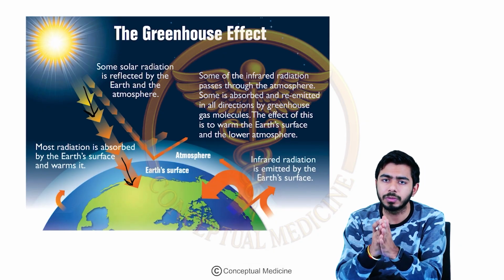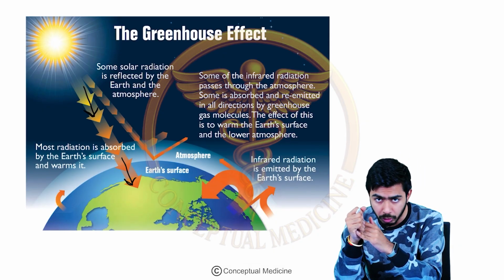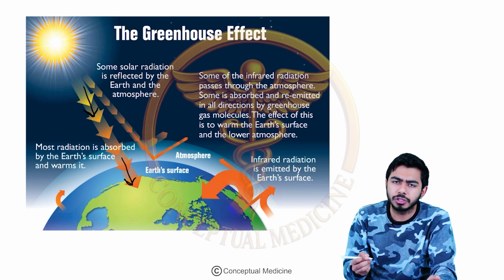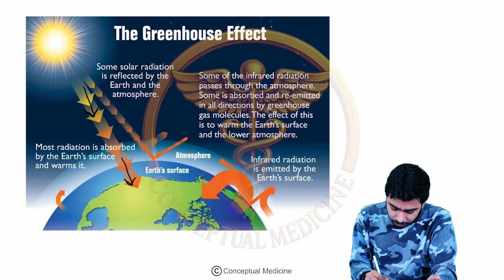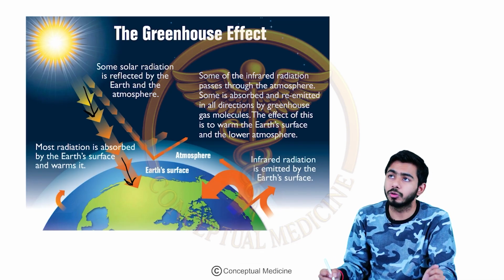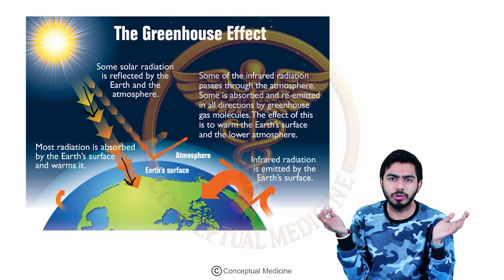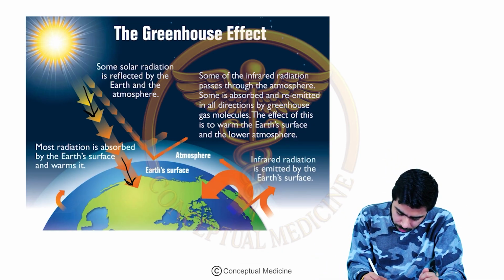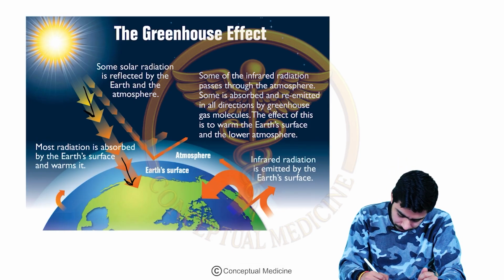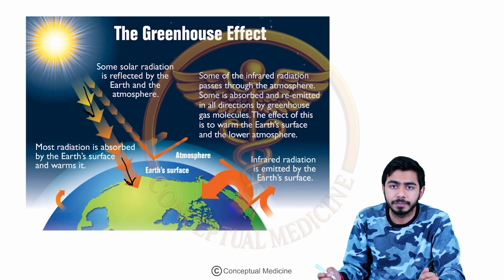I told you about the concept of temperature inversion also, which was causing the formation of smog. So here many of the radiations which are coming from the sun might be getting absorbed. Most of the radiation gets absorbed by the earth's surface and warms it, so you are feeling the warmth of the sun. Then some of the solar radiation can be reflected by the earth and the atmosphere. Some of the radiation you can see is getting deviated from its path. They are getting reflected from the path.